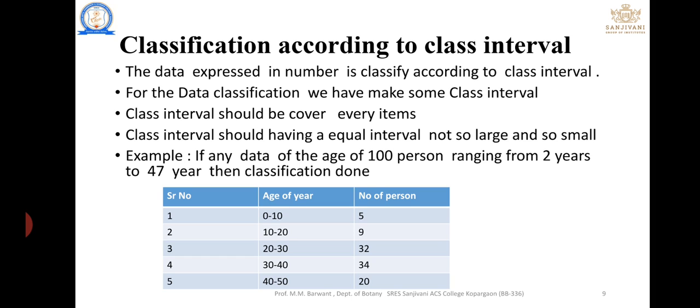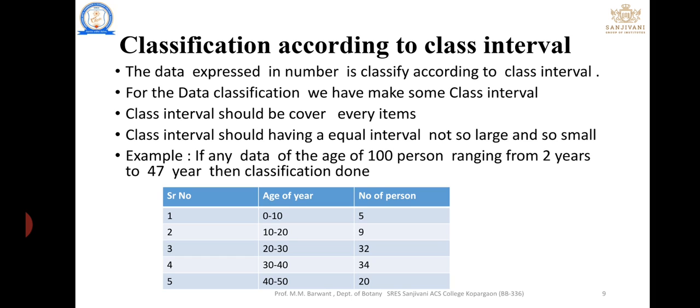Let's see what classification according to class interval is. First point, data are expressed in numbers. If data are expressed in numbers, they are classified into different class intervals. For example, there are 100 persons ranging from 2 years to 47 years. First, the data are expressed in numbers. Second, we have to make class intervals that are not too large and not too small, and on that basis we do the classification.